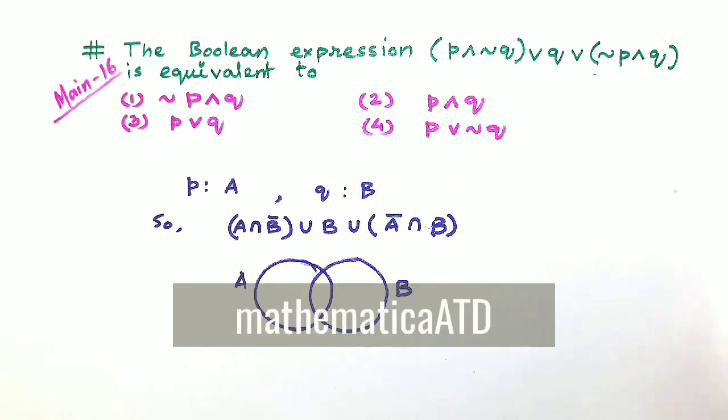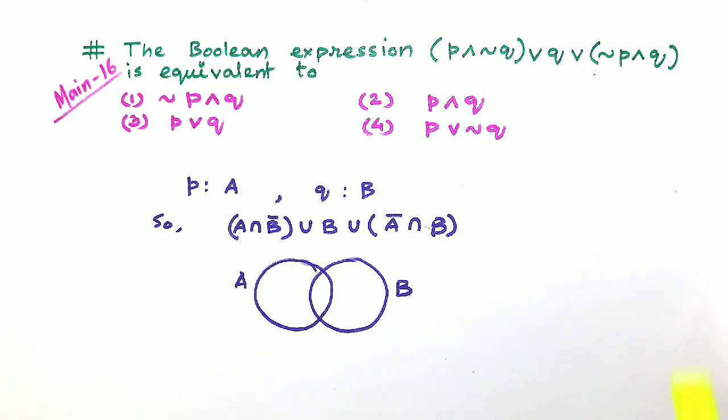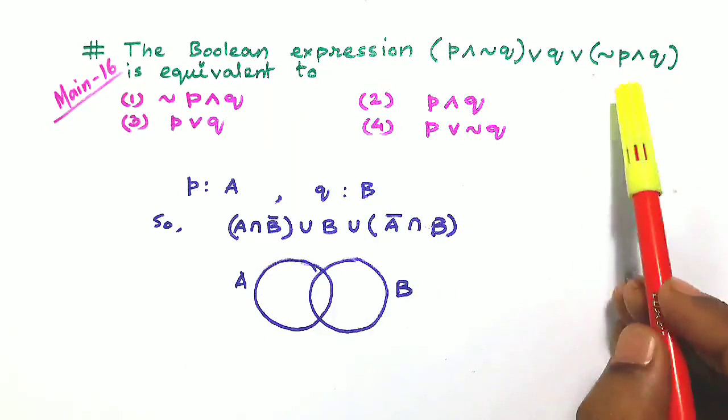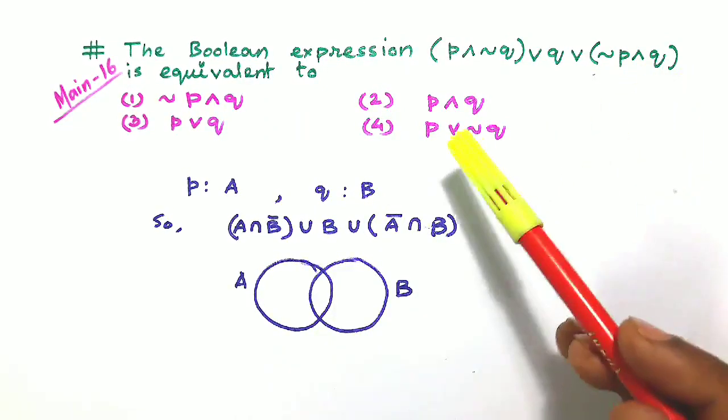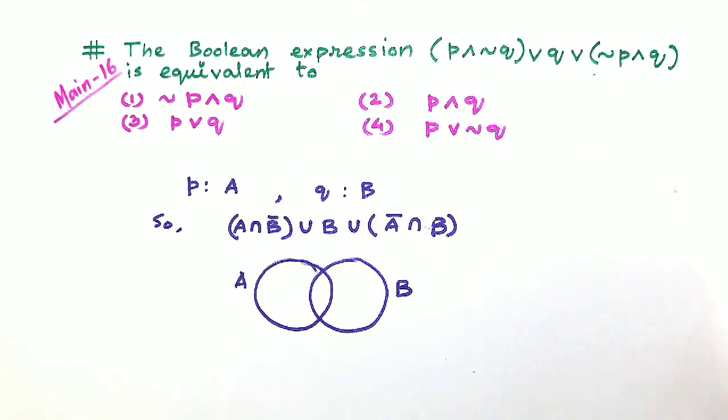The first problem is: the Boolean expression (P and negation Q) or (negation P and Q) is equivalent to which one of the options? This is taken from Main 16.